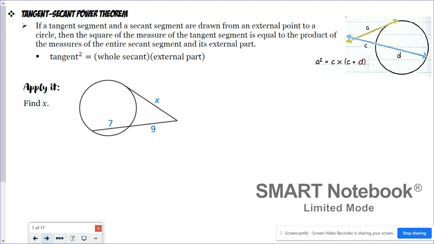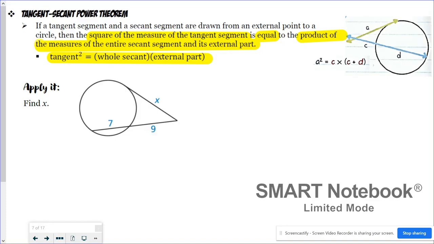If a tangent segment and a secant segment are drawn from an external point to a circle, then the square of the measure of the tangent segment is equal to the product of the measures of the entire secant segment and its external part. Or simply put, the tangent squared is equal to the whole secant times its external part.